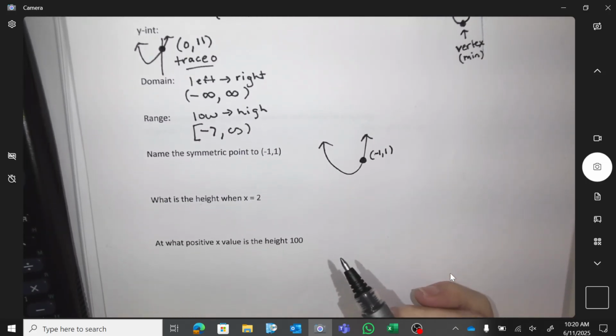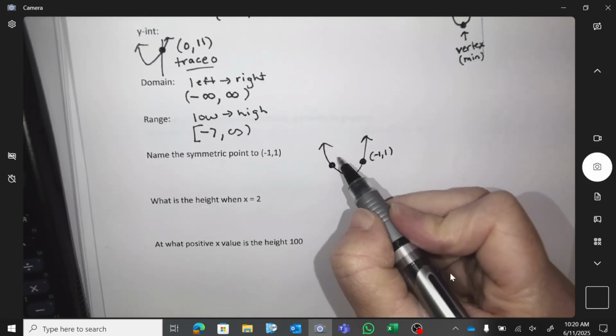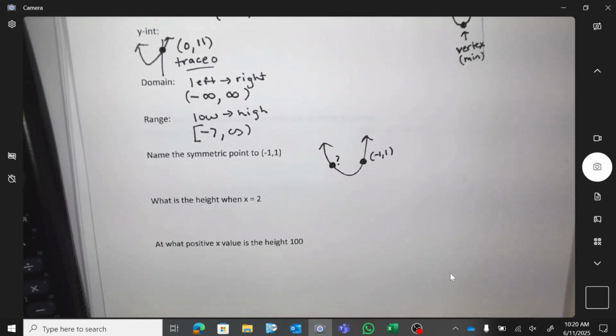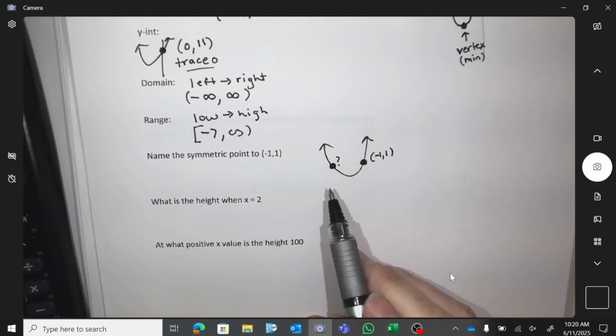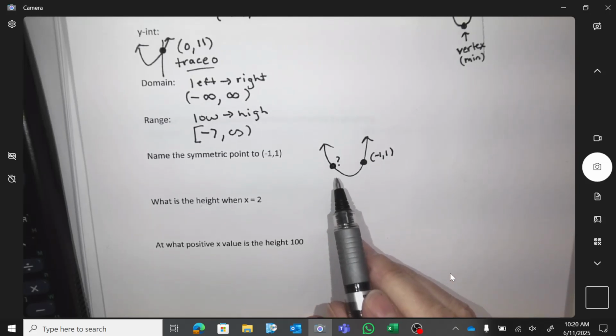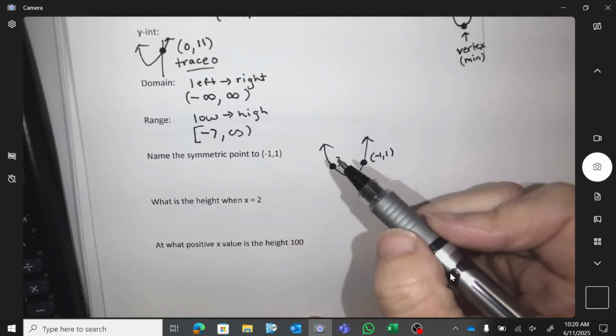Okay, name a symmetric point to (-1, 1). This is the symmetric point. That's what that means. So what do we for sure know about this point? I know something specific about it. What do these have to have the same of? The same heights.